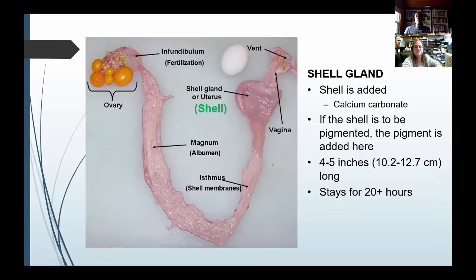If the shell is to be pigmented, the pigment is added here. I've had people say that brown eggs are better than white eggs because white eggs have been bleached. White eggs are not bleached. They came out that way. Brown eggs just have the genetics to put a pigment on the eggs. You can get some that put green pigment from the Americanas. Americanas might have a light blue. So any pigment that's going to be added is added here, and it stays for about 20 hours.